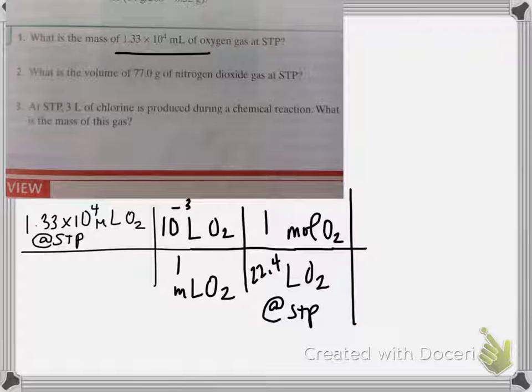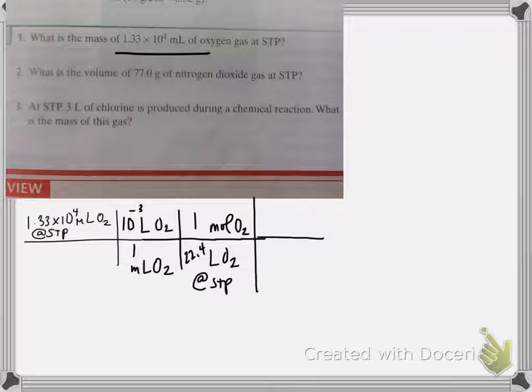Okay. So, what's my next step here? If I want to get into mass and I have moles, what goes on the bottom to cancel there? Moles of O2. Can I go straight from moles of O2 to mass of O2? Yes. What's the mass of 1 mole of O2? 32 grams. 32.00 grams of O2 in 1 mole of O2.